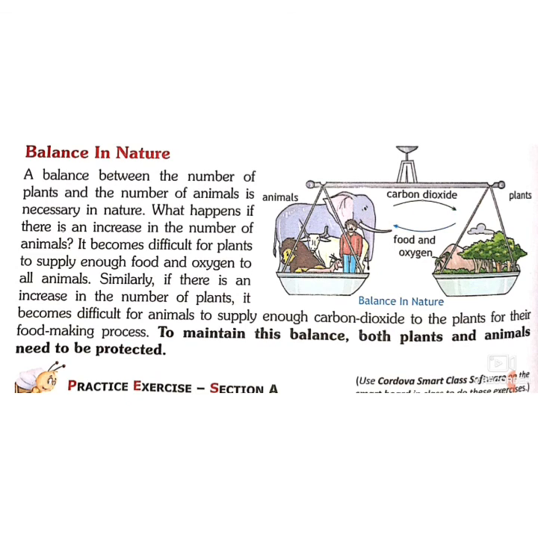Next question is balance in nature. A balance between the number of plants and animals is important. Why is it important? Tell me what happens when there is an increase in the number of plants or there is an increase in number of animals. It becomes difficult for plants to get enough food and oxygen, or it is difficult for animals to supply enough carbon dioxide. So in that case, there should be a balance between these two. To maintain this balance, what should we do? Plants and animals need to be protected.